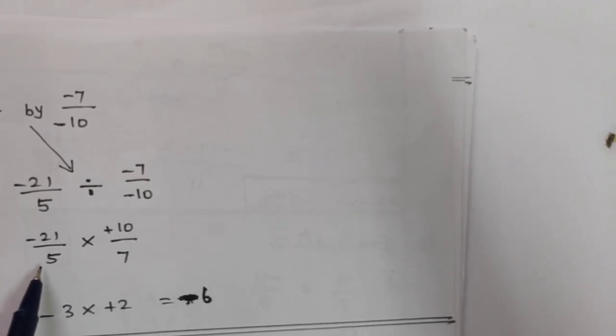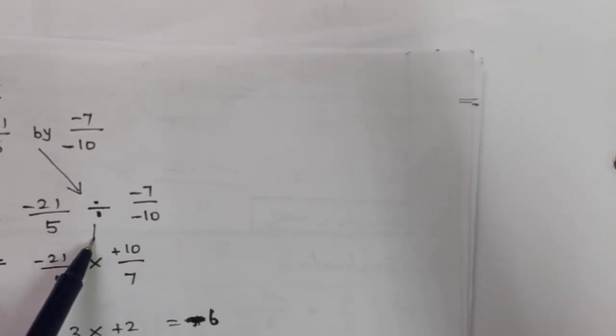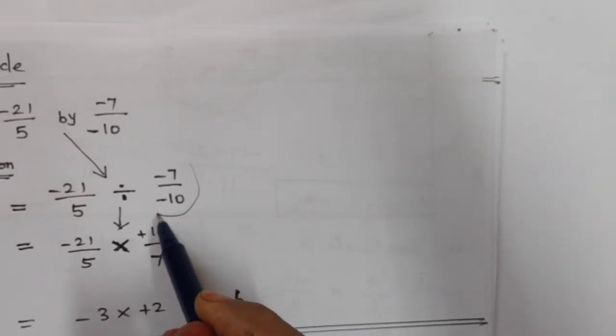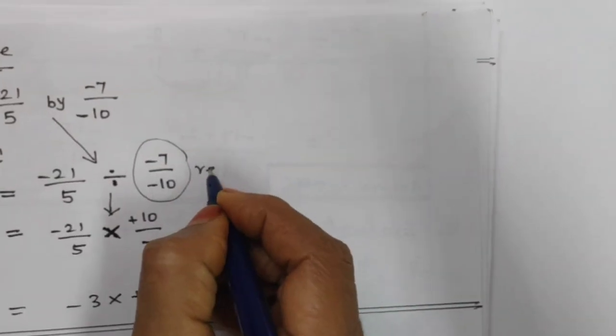Minus 21 by 5. Now this division changes into multiplication. Division changes into multiplication. The next fraction is written as its reciprocal.